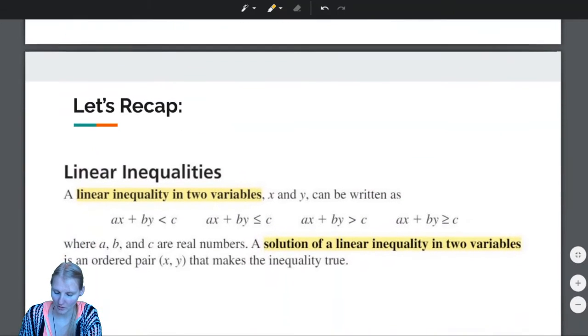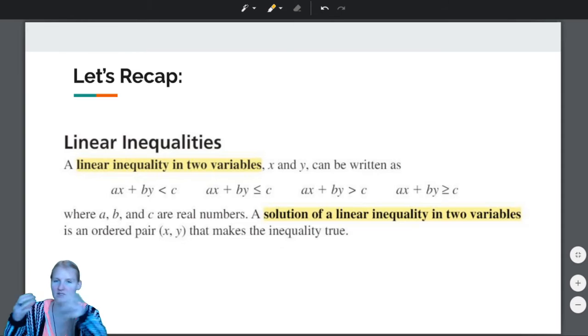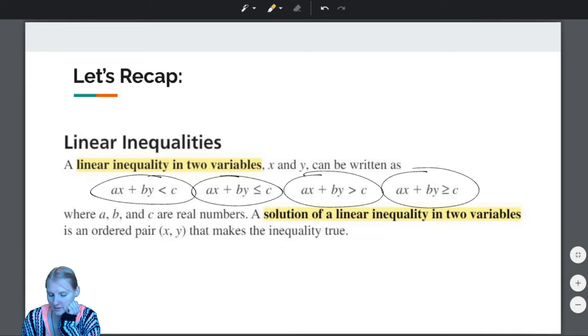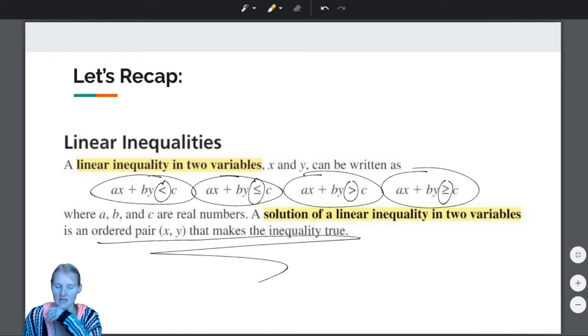All right, let's put all this information together, kind of see it at the same time. So a linear inequality in two variables can look like one of these four things. They're the same, the only difference is the inequality symbol. And A, B, and C, of course, are real numbers. A solution is an ordered pair that makes the inequality true.